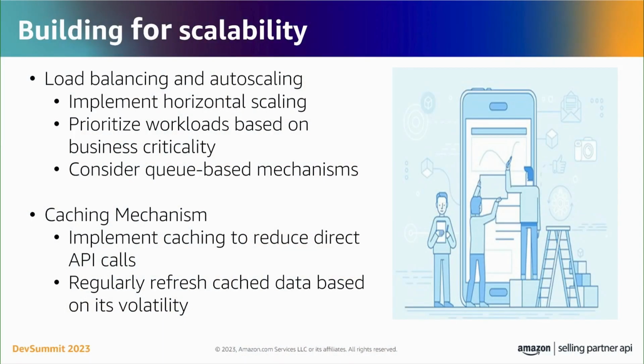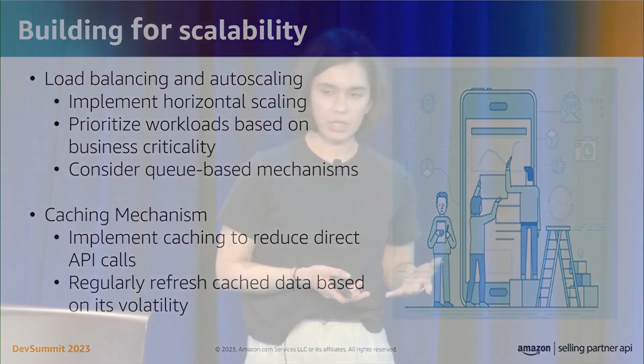Next, we have scalability. Building for scalability is one of the fundamentals of modern application design, and especially for systems like SP API and your applications that need to be able to handle varying loads of data over time. Load balancing is one of the first techniques you can use to ensure that you have a scalable system. This involves essentially implementing multiple servers for your application so no single server becomes a bottleneck. This not only enhances the responsiveness and availability of your application, but also allows our systems and your app to handle more data and more load over time.